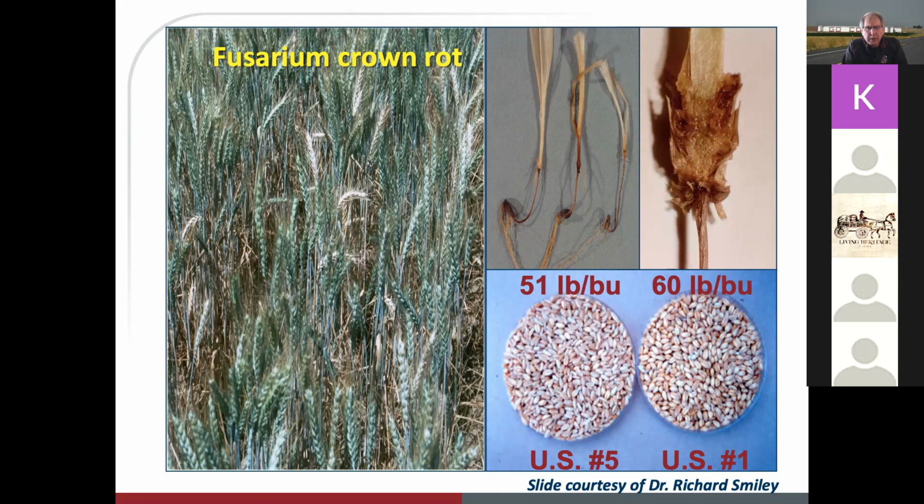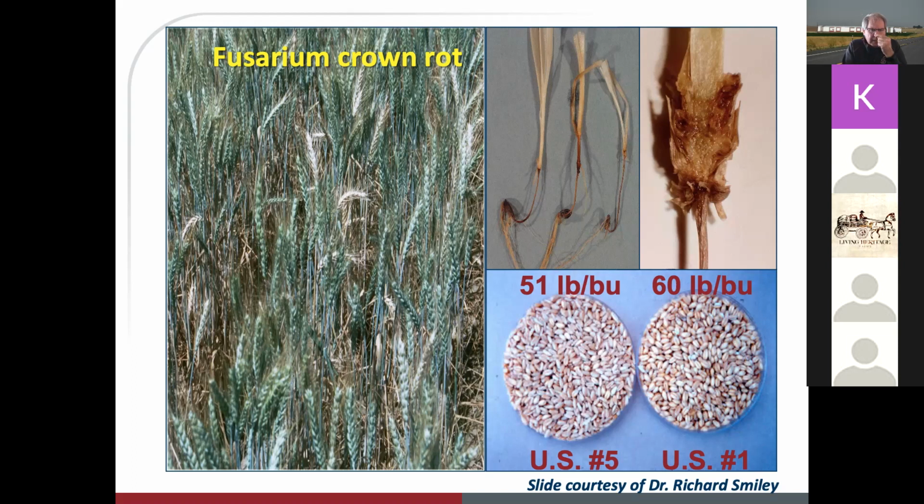If you were to pull up plants earlier in the year, in that upper right-hand panel there, you can see the stem-base discoloration. In this case, it's kind of a uniform chocolate brown discoloration on the subcrown internode. And if you were to cut through those crowns, you can see this brown discoloration present in the crown.